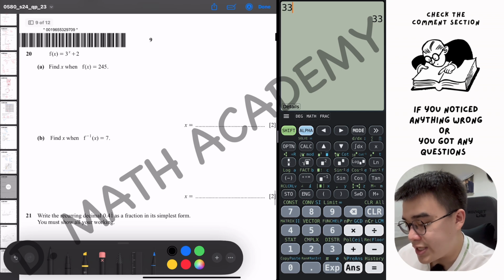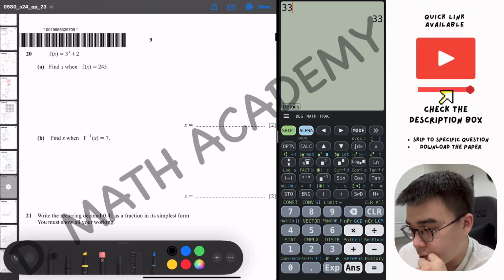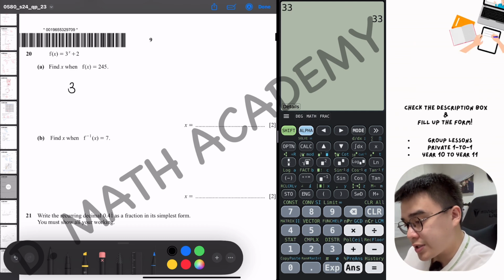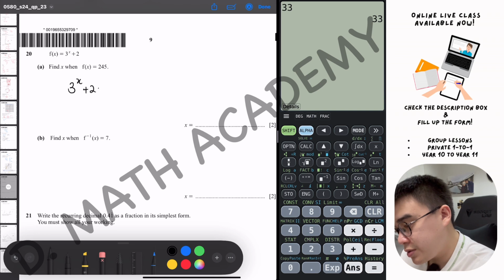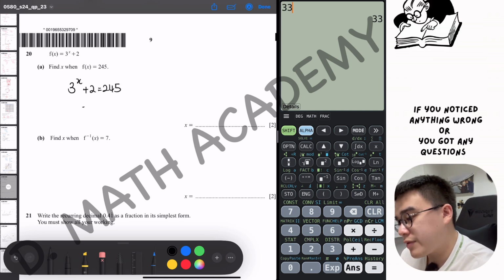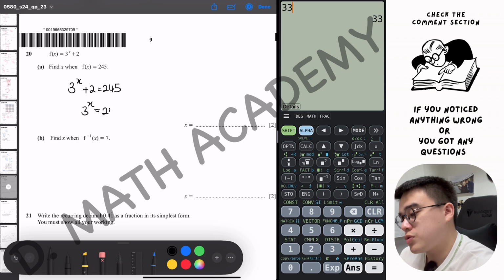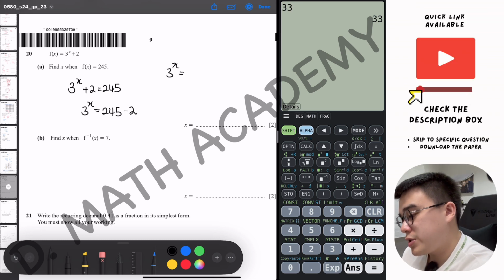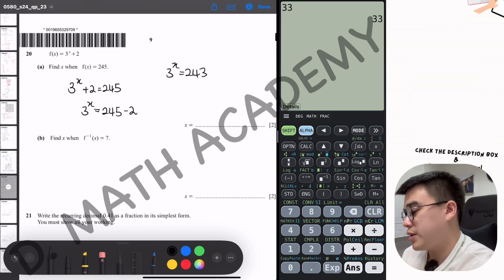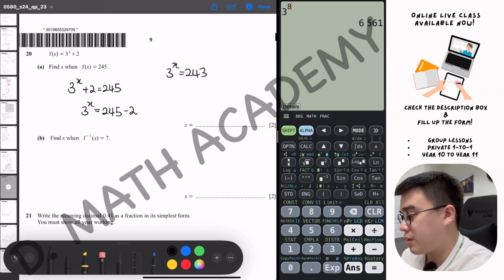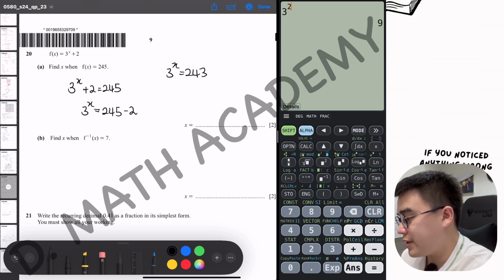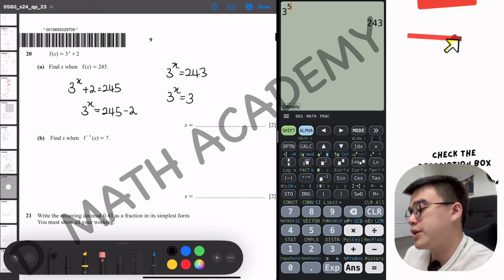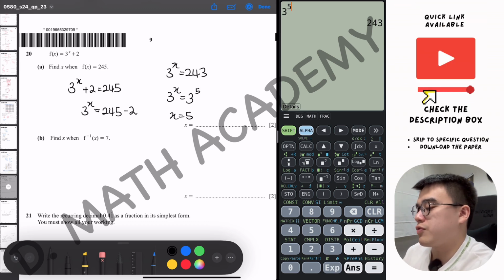Moving on to question 20. Okay, f(x) equals 245. Basically, we're just going to use 3 to the power of x plus 2 equals 245. As you work your way out to rearrange it with x as the subject, you're going to minus 2 first. 3^x equals 243, and then 3 to the power of 5, maybe. Okay, so this is how you rearrange everything, making it x equals 5.